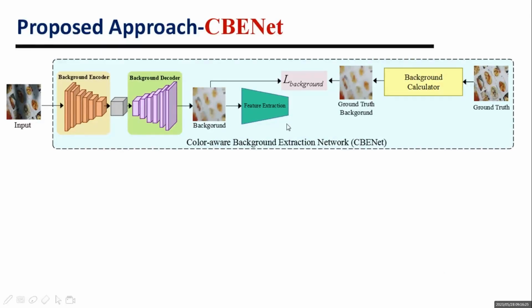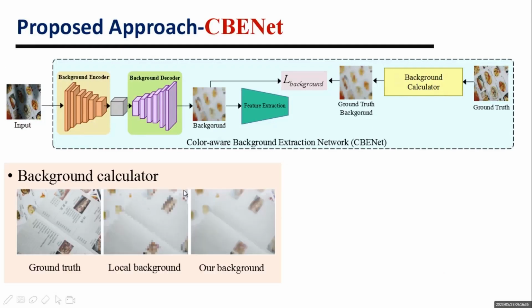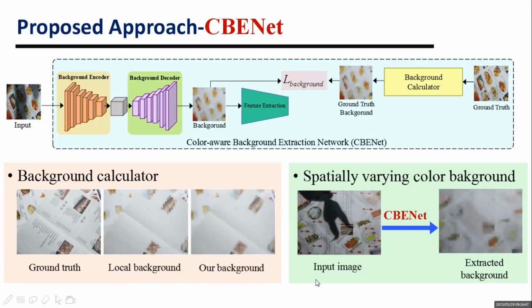To train our CBNet, we employ a background calculator with local-to-global strategy to construct the ground truth background as the supervisor. The background calculator first estimates a local background. Then, we refine the local background and get a desired ground truth background for the image. We can use the pre-trained CBNet to extract a spatially varying color background for a shadow image.